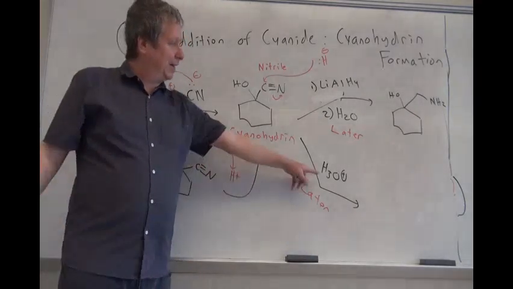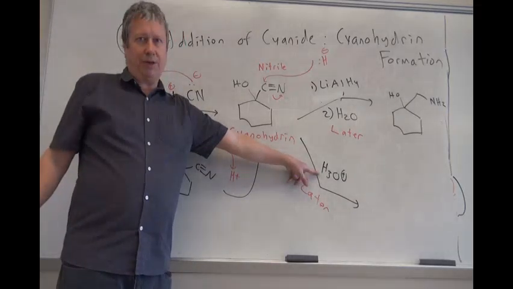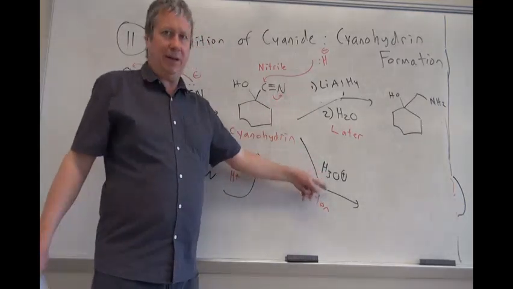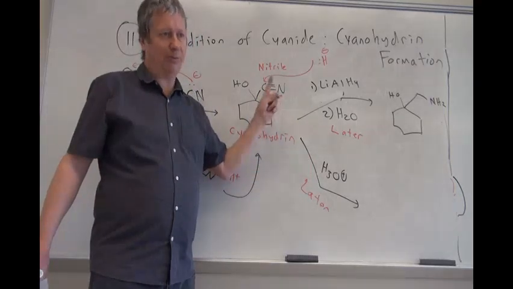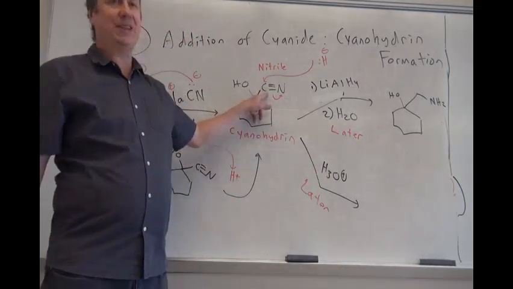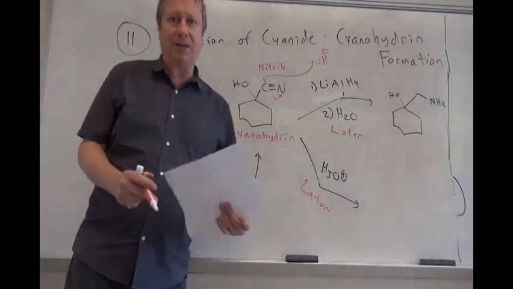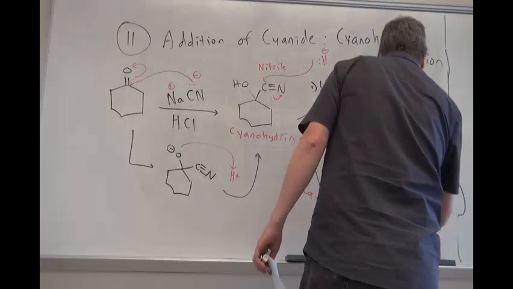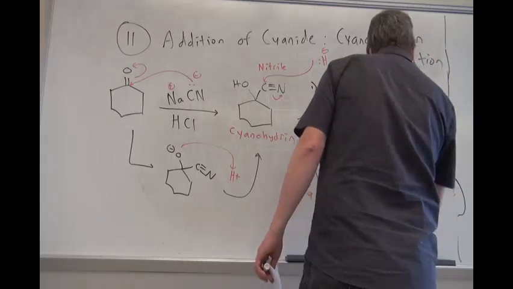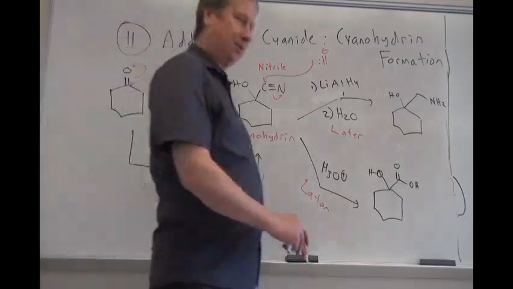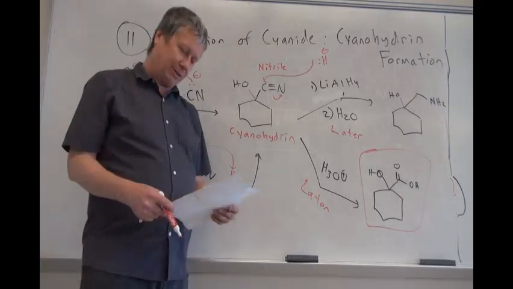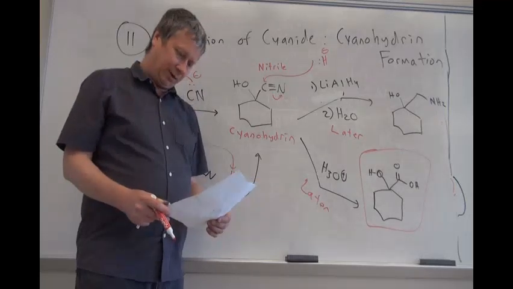Okay, H3O plus is not a reducing agent. It's a hydrolytic reagent. It's going to hydrolyze this. So instead of reducing it, it's going from 3 bonds to nitrogen to 3 bonds to oxygen. What's the final functional group going to be? If you go from 3 bonds to nitrogen to 3 bonds to oxygen, it makes a carboxylic acid. And so the product is a hydroxycarboxylic acid. Cool. All right.